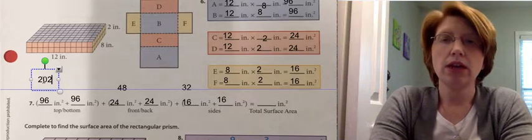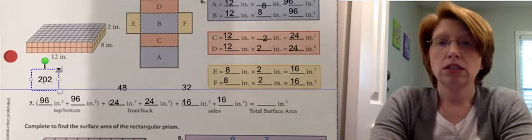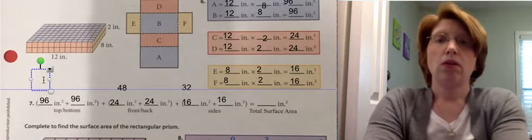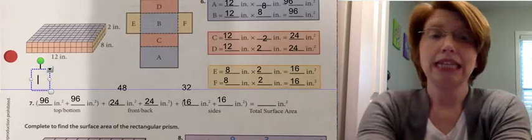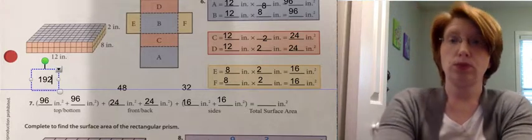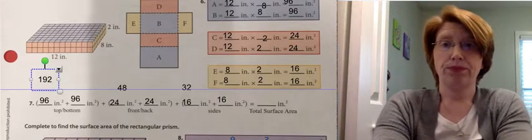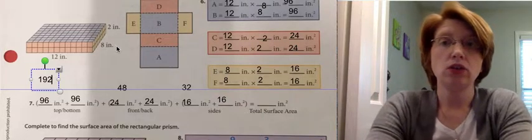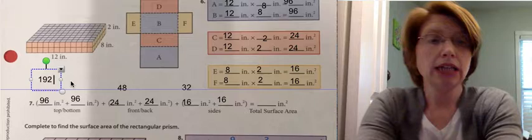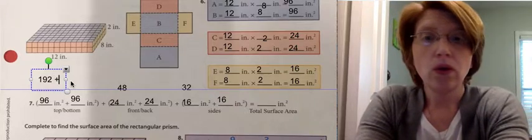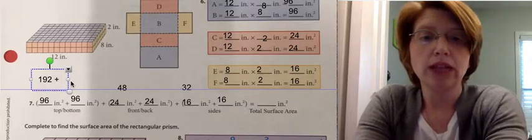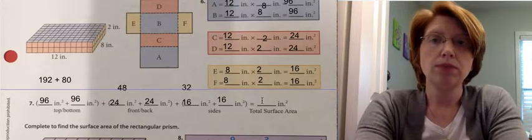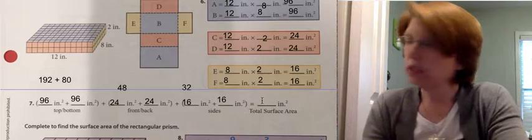202. Did I do that right? Nope. 18 plus 1 is 19. 192. Yeah, 192. So 192 plus, I added those two before, that's 80. Okay, so 192 plus 80 would be 272.